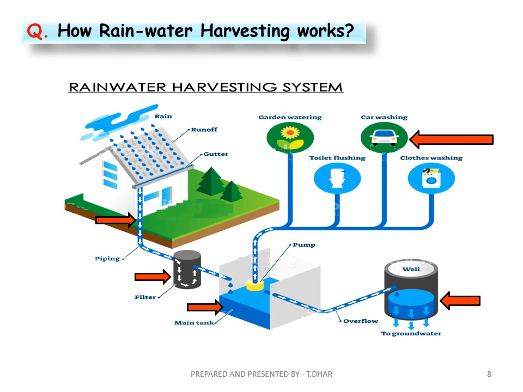So in this way we can save a lot of water through the rainwater harvesting system, and it is a very useful method to save water even for future use, to prevent the scarcity of water.